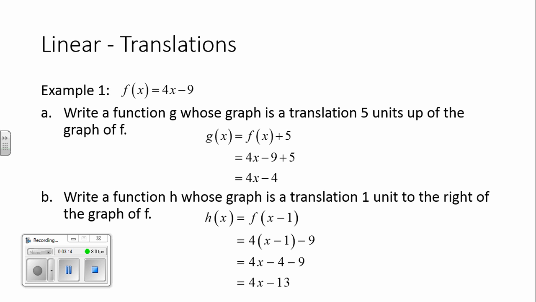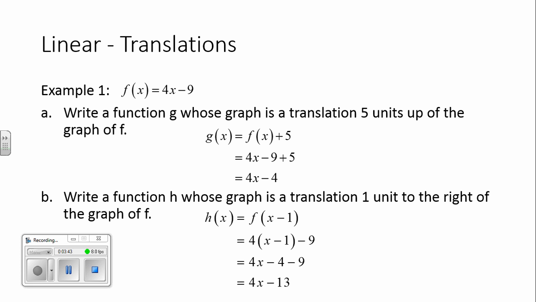So I know that if I just add a number to the end of the equation, that affects it by shifting it up by that amount. So my g of x equation will be whatever f of x is, adding 5 to that equation. Okay, so in other words, we're altering the output of this. So my f of x function, I plug in 4x minus 9 plus 5, and I get 4x minus 4 when I simplify.